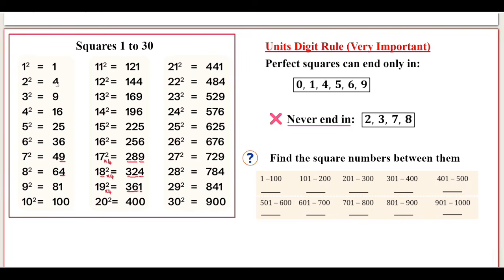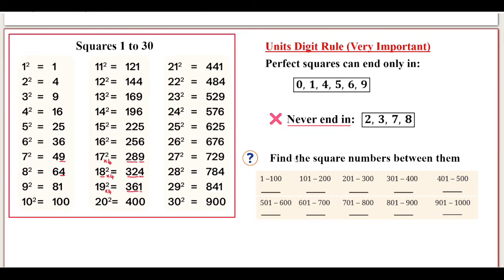Okay, you can just see, any square number ending with 2, 3, 7, 8? No. A perfect square number never ends with 2, 3, 7, 8. You have to remember this. Okay, once again, a perfect square number does not end with 2, 3, 7, 8.